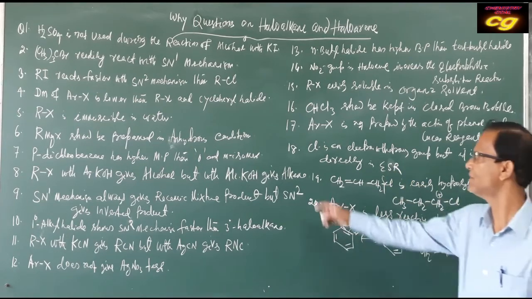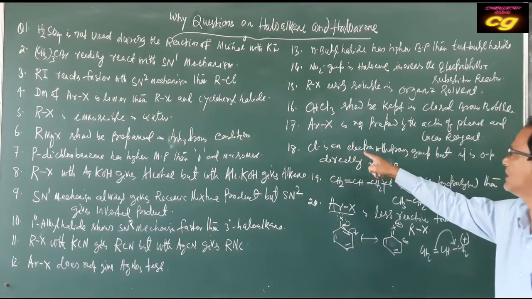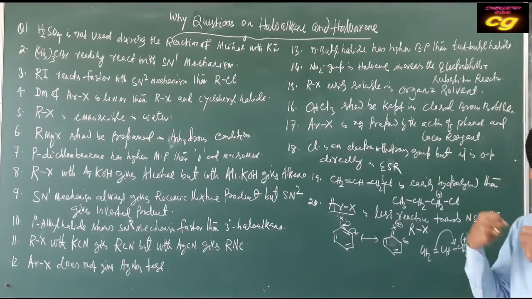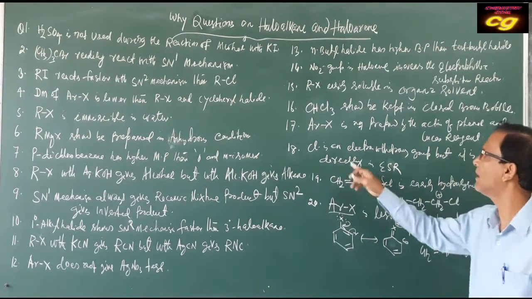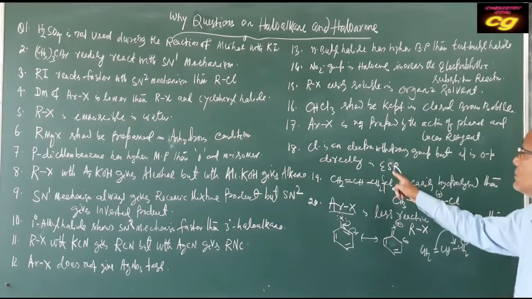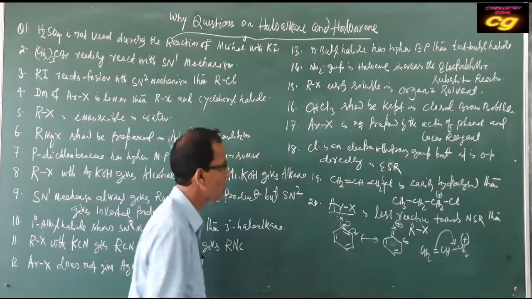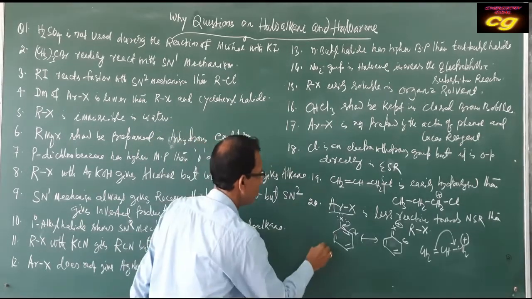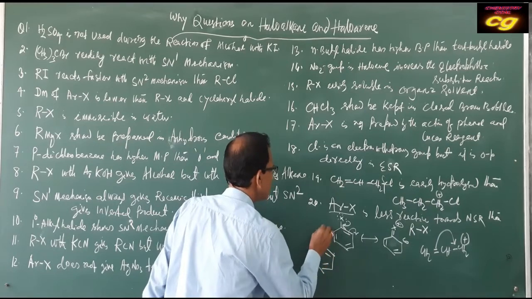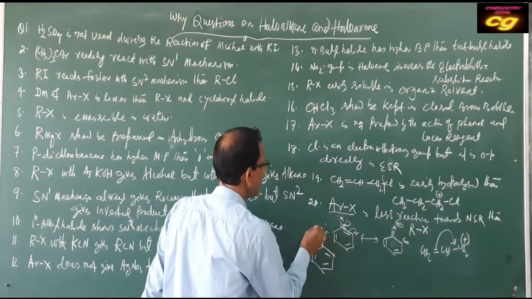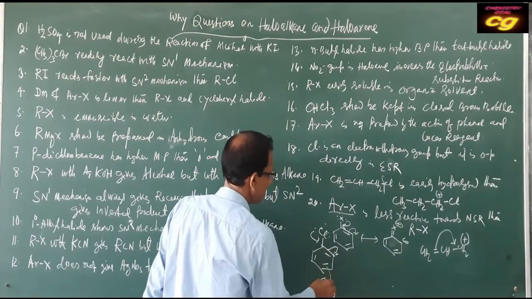Okay. Question number 18. Chlorine is an electron withdrawing group. We know chlorine is electron withdrawing due to its electronegative nature. But it is ortho-para directing in electrophilic substitution reaction. Why? If you draw the chlorine, this is chlorine, the lone pair is there. Then you see the resonance. This is the minus charge. This is the minus charge.